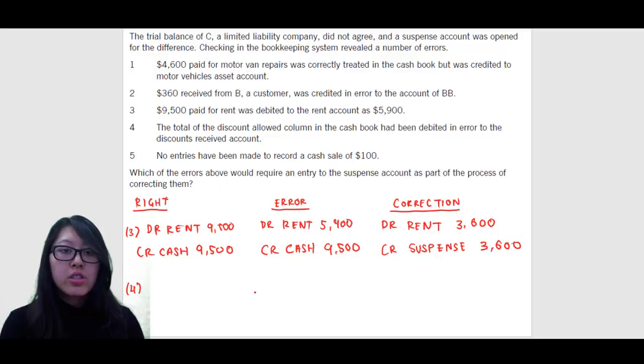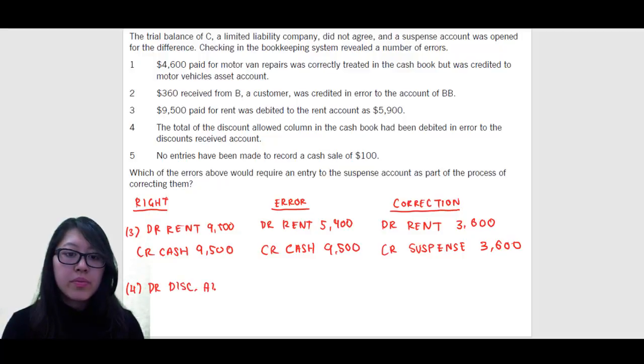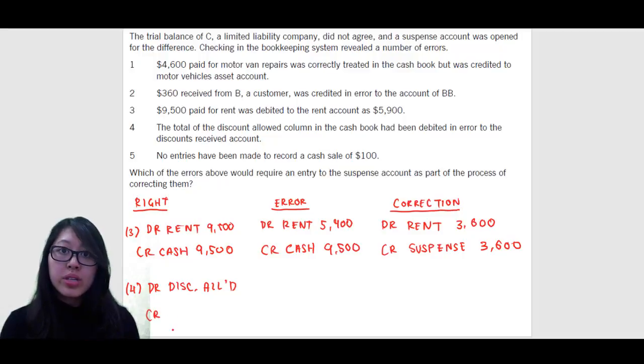Now number 4, the total of the discount allowed column in the cash book had been debited in error to the discount received account. So from this question itself, they're saying that discount allowed column has been debited in error to the discounts received. Okay, what is discount allowed usually? Discount allowed is treated like an expense because we are giving a reduction in how much we should have been receiving. So discounts allowed should be a debit entry. Okay, now the corresponding entry, because we're giving discounts, who are we giving them to?